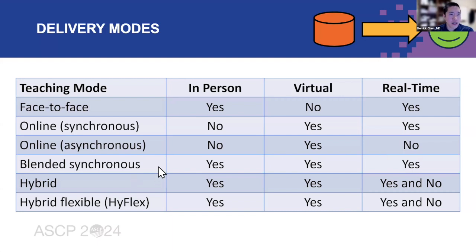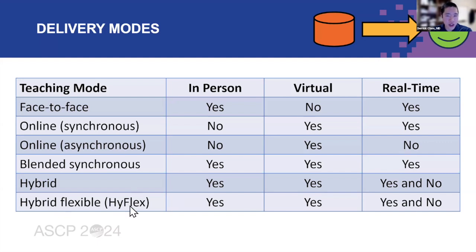Blended synchronous basically is online and face-to-face happening at the same time. So it's real time, but you can access it virtually. And if I had, for instance, people in my office right now, then this would be blended synchronous because I'd have that in-person component as well. Hybrid is kind of like a mixture, like if I have some in-person sessions during a course and then I have some recordings that I want my students to listen to, that'd be hybrid.